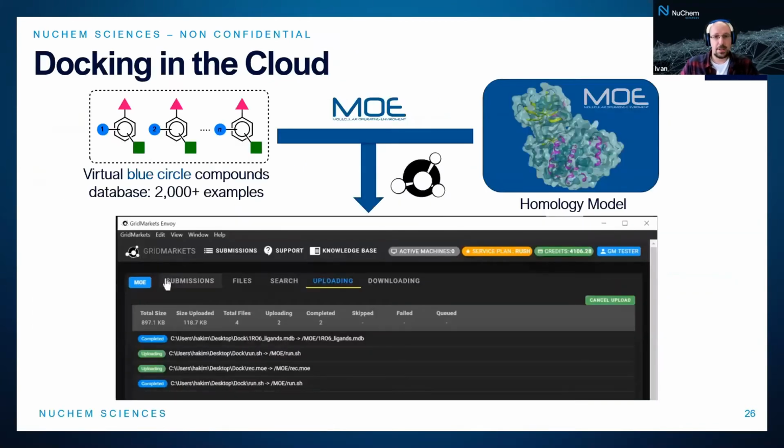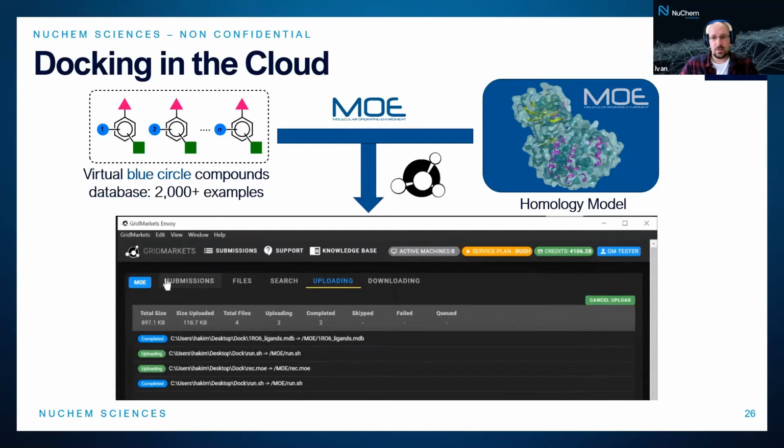Now, with our library of 2,000 virtual compounds and the optimized docking model for our target kinase, the only thing left to do is to proceed with the docking calculation. So these calculations were run on the GridMarkets cloud, where we took advantage of the integration of the GridMarkets plugins into the MOE interface, as well as a remarkably easy and straightforward job submission process.